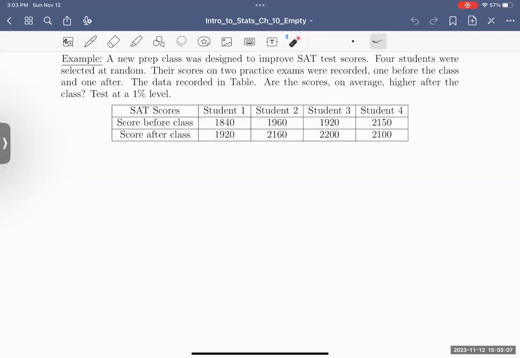So what we're saying here is higher score after equals good. Nice little shorthand notation here. Also note we are running this at a 1% level of significance this time. So that'll be used later on. That will be our alpha.